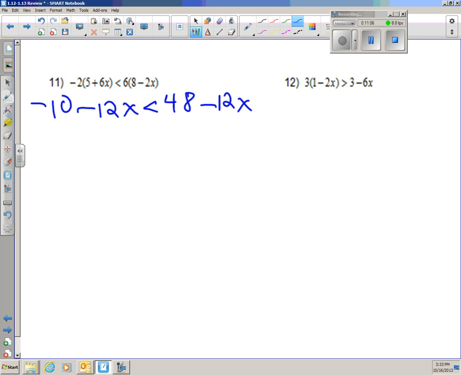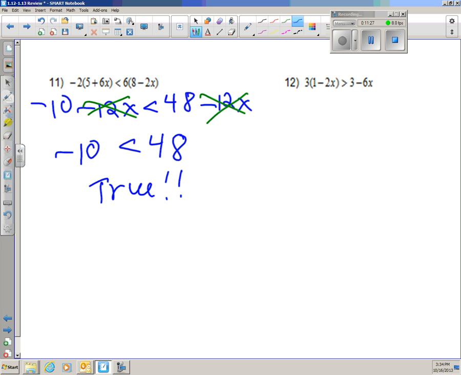I notice that the x's are the same on both sides, which means if I add 12x to the opposite side, the x's are going to cancel out. What that means is you're left with this inequality: negative 10 less than 48. This is a true statement. The fact that this is true means your answer is all solutions.